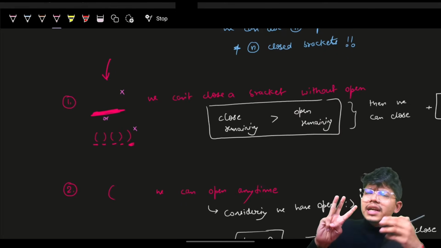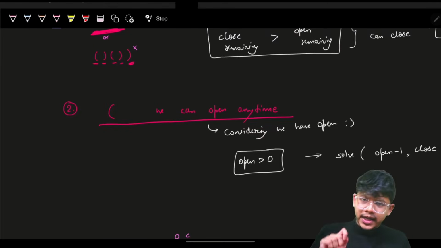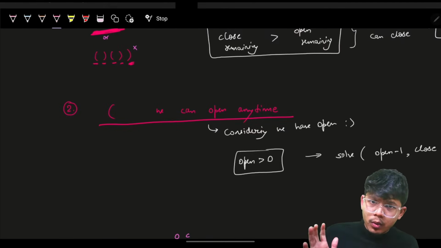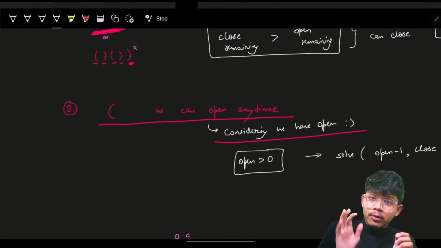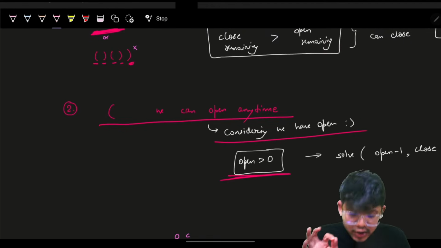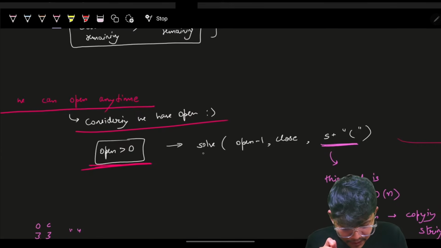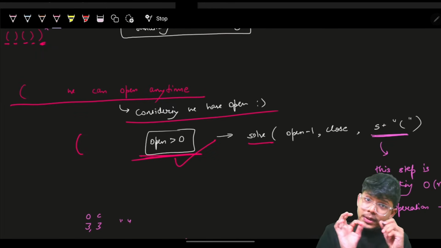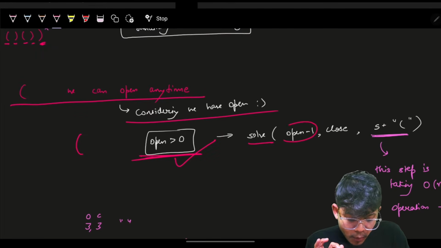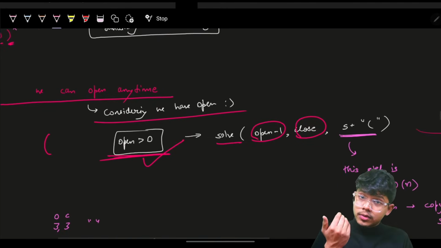Now for sure, if I have an opening bracket, I can place an opening bracket anytime I want. It's just that I should be having an opening bracket. If I have, I can place it. That is one condition: I will place an opening bracket anytime provided I have the opening bracket. And then if I place it, my opening bracket count will reduce by 1. My closing bracket count will remain the same because I did not use my closing bracket.